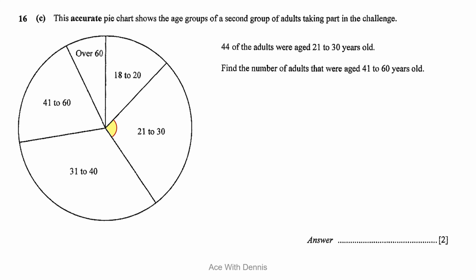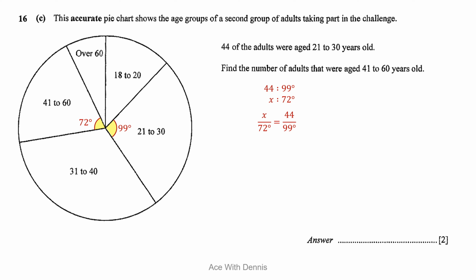So first we measure the angle for this group 21 to 30, and you should get 99 degrees. So from the values given, it means that 44 is to 99 degrees. Then we want to answer the question from 41 to 60 years old. We'll measure the sector for this group, and you should get 72 degrees. So update the ratio. X is the value that we need to find. It's x to 72 degrees.